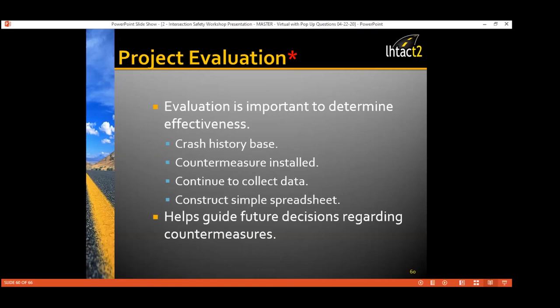We select good countermeasures based upon that data. We will continue to collect data. We can certainly do that, whether we collect it ourselves through our specialized spreadsheet, or we let the law enforcement continue to do that with crash reporting, we can construct our simple spreadsheet to help us in that evaluation process. And this just really helps guide us for those good future decisions regarding our countermeasure selection and helps further justify the good things that we're doing, that we want to keep doing it.